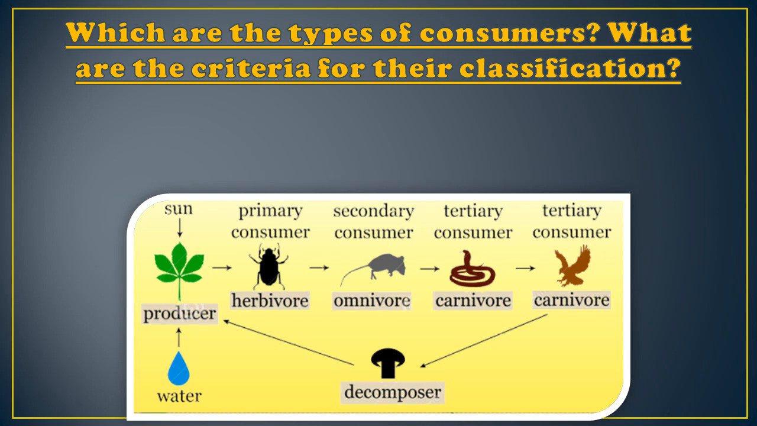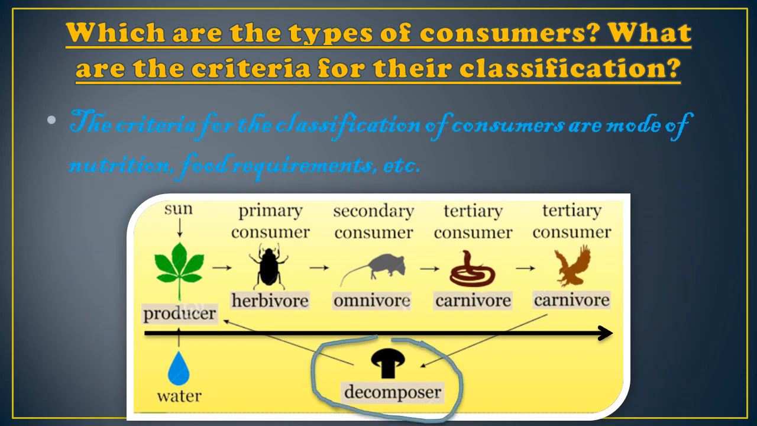Then there are organisms like the primary consumer, secondary consumer, and tertiary consumer. These are the different types of consumers which are dependent on one another, like herbivore, omnivore and carnivore. The criteria for the classification of consumers are mode of nutrition, food requirement, etc. Depending upon their mode of nutrition, their food requirement and their habitat, consumers are classified into primary, secondary and tertiary.